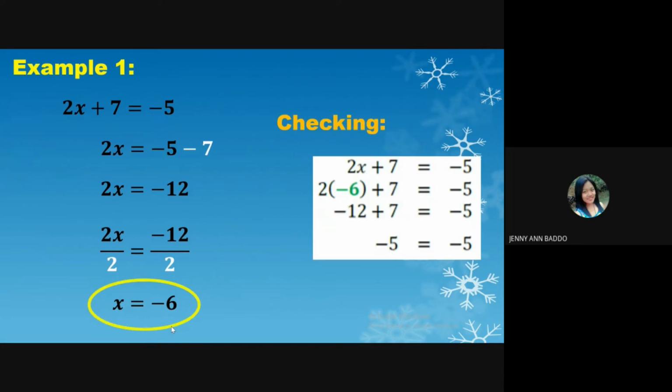2x plus 7 equals negative 5. That's the given equation. By substituting negative 6 to the variable x, we now have 2 times negative 6, that's negative 12, plus 7 is negative 5, which is equal to negative 5. So it's a true statement. Therefore, negative 6 is a solution of the given equation.